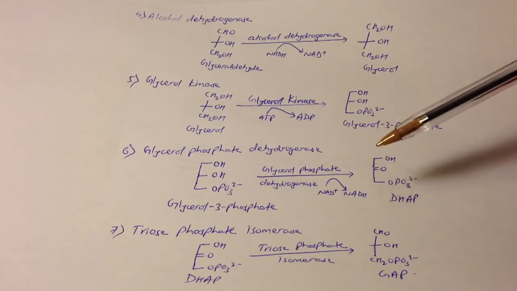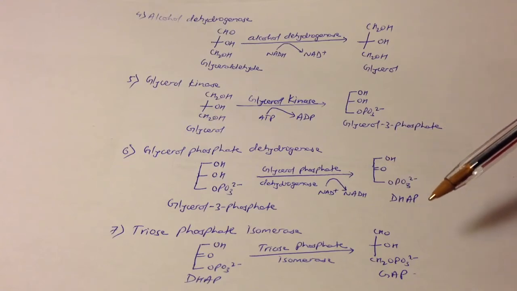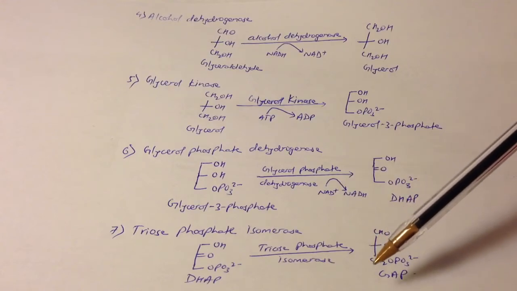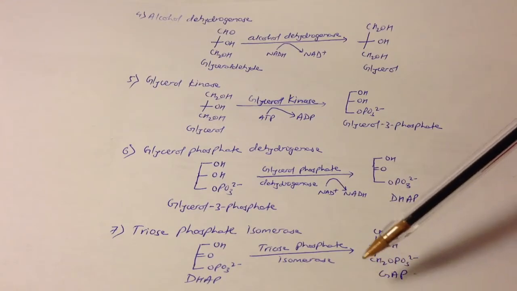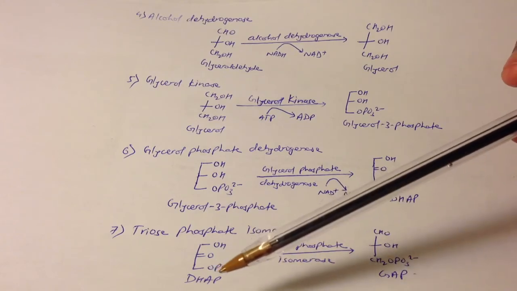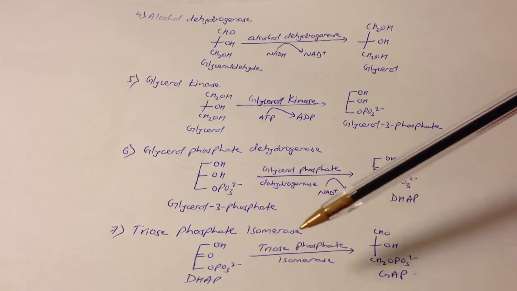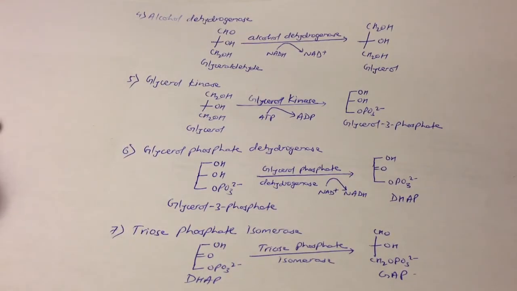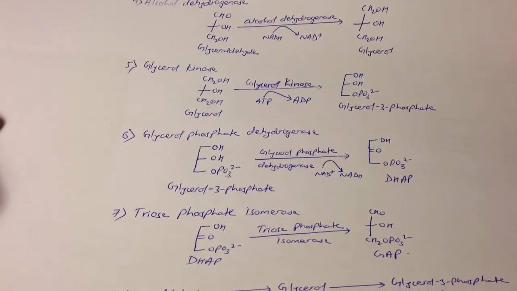And the last stage of this reaction, which is actually a reaction in glycolysis, the dihydroxyacetone phosphate is converted into glyceraldehyde 3-phosphate by triose phosphate isomerase, and these two are isomers of each other, so the enzyme is called isomerase, which makes sense.